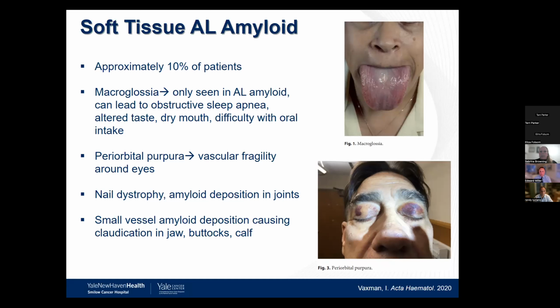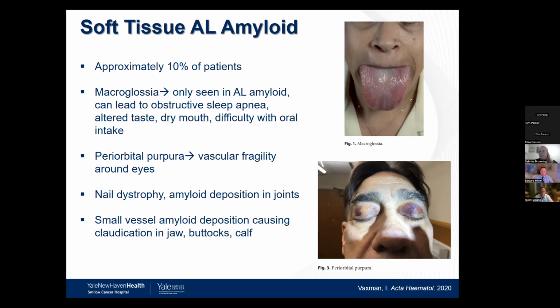Moving on to soft tissue involvement of amyloid, this affects approximately 10% of our patients. Macroglossia or enlarged tongue and periorbital purpura or bruising around the eyes are classic features of AL amyloidosis, but really are found in only a small proportion of our patients. On exam, macroglossia may present with dental indentations on the lower tongue, which we refer to as scalloping, as well as a firm or stiff tongue on palpation. And the figure here on the right provides an example of these findings.